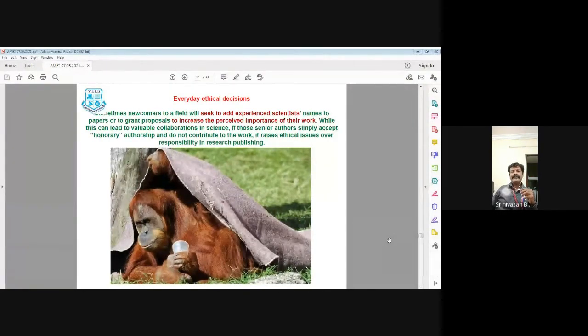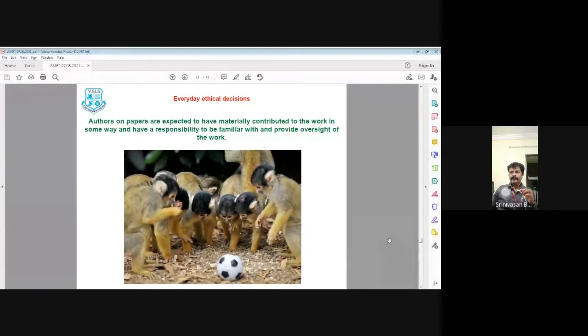What is the thing you want to discuss? Yeah, let us discuss, but I don't want authorship. This is what we used to get. Authors on papers are expected to have materially contributed to the work. They are supposed to contribute to the work. Without that contribution, don't claim authorship.